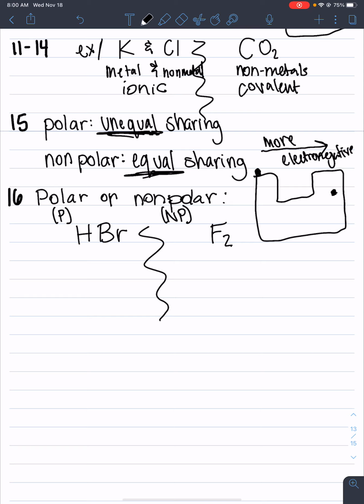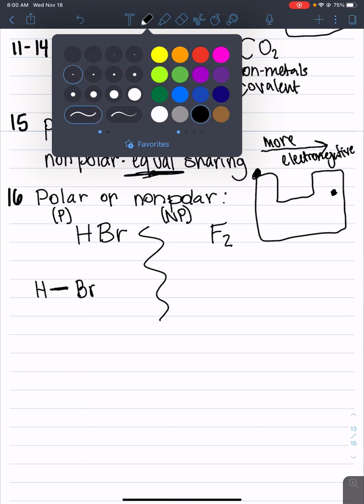Which means it really wants electrons. So Br really wants electrons. H is over here on the left side, so it is not as electronegative. It doesn't want electrons as much. So when H and Br bond together, remember, they're going to do a covalent bond, so they're going to be sharing 2 electrons. But the electrons are going to hang out closer to Br.